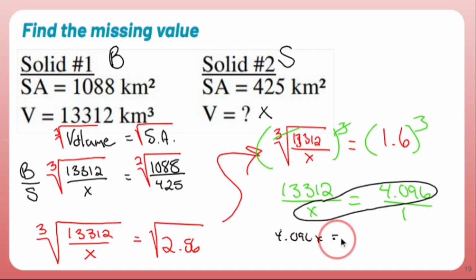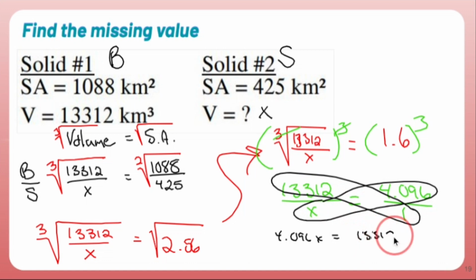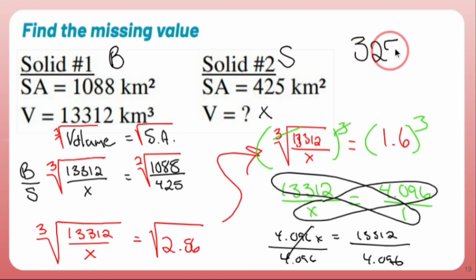4.096x equals 13,312. Divide both sides by 4.096. And 13,312 divided by 4.096 is 3,002.250. Now my goal was to find the volume, in kilometers, so kilometers cubed.